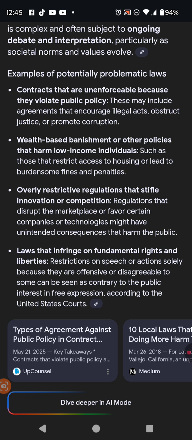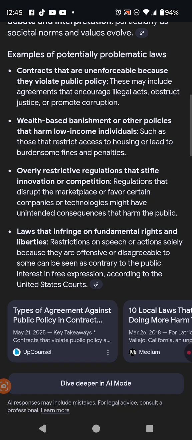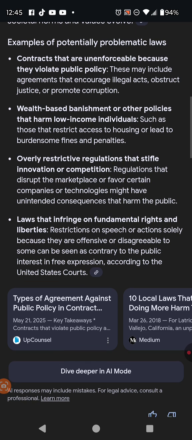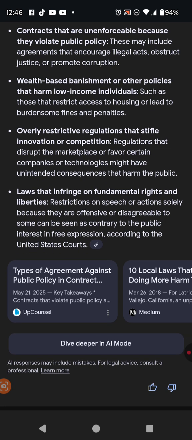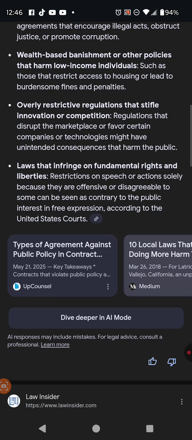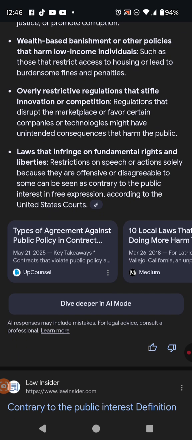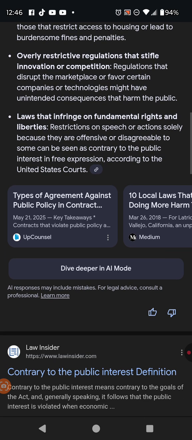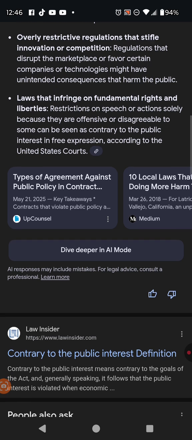Examples of potentially problematic laws include those that violate public policy. These may include agreements that encourage illegal acts, obstruct justice, or promote corruption. Wealth-based banishment or other policies that harm low-income individuals, such as those that restrict access to housing or lead to burdensome fines and penalties. Overly restrictive regulations that stifle innovation and competition, regulations that disrupt the marketplace or favor certain companies or technologies might have unintended consequences that harm the public.